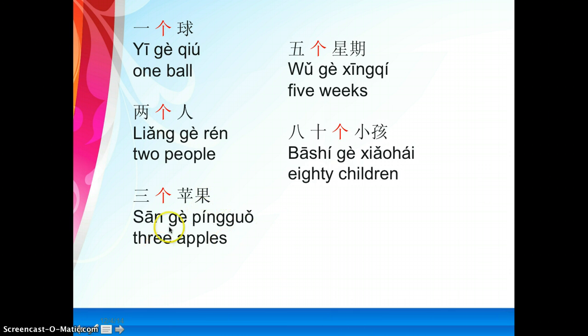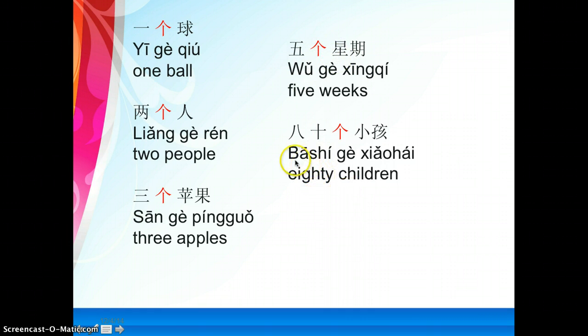Now let's look at this one. 3 apples will be 3个, and apples is 苹果. So 3个苹果. Or 5 weeks. We're going to learn how to say week maybe after 2 lessons. That will be 5个星期. Don't forget 个. Now let's do this one.